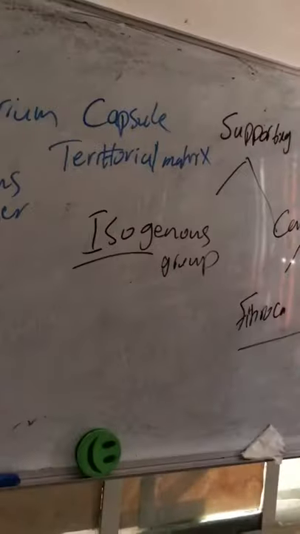Isogenous group. Why is it called the isogenous group? Because it contains the same number, or an identical number, of chondrocytes.